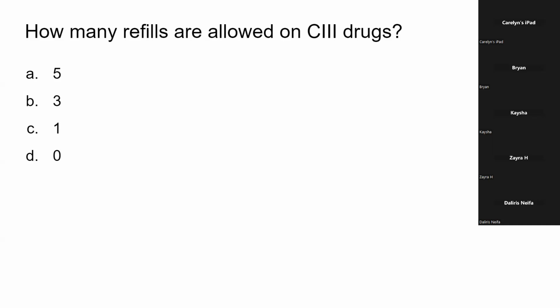So how many refills for C3 drugs? You can get refills on C3. What are some examples of Schedule 3 drugs? A C3 drug might be Tylenol with codeine, Tylenol number 3. Could be testosterone, steroids. No, Vicodin's 2.